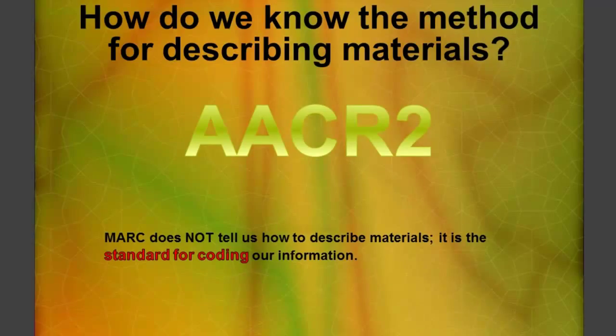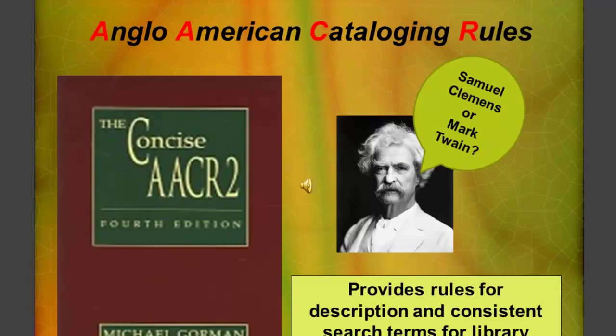Another major topic is called AACR2. MARC does not tell us how to describe the materials. It's more or less a standard for coding. We have a rule book that tells us how to describe the materials, and that is called the Anglo-American Cataloging Rules, or AACR2. It tells us how to describe materials. It provides guidelines for the description of all types of cataloging situations.